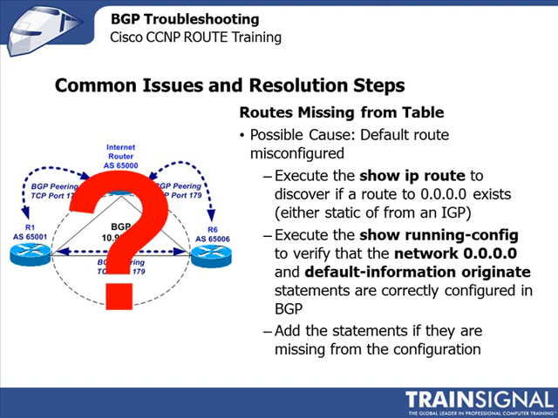Do show ip route and first see if there's a route to the 0.0.0.0 network to begin with. If it's missing from the table, it won't be able to be injected or advertised from BGP. You can also use the show running-config command and verify that the network 0.0.0.0 command is under BGP, as well as the default-information originate command. They both need to be there. You have to either redistribute or inject BGP's default route using the network 0.0.0.0 command. And if they're missing, you can actually add them to the configuration with a fair amount of ease.